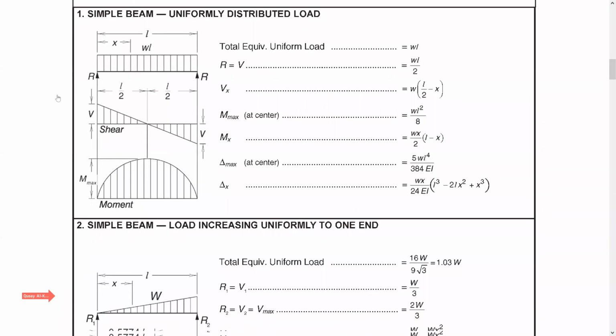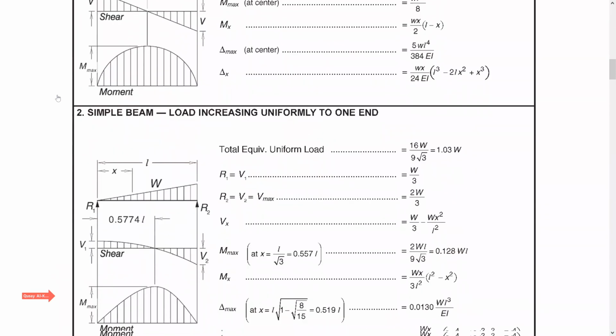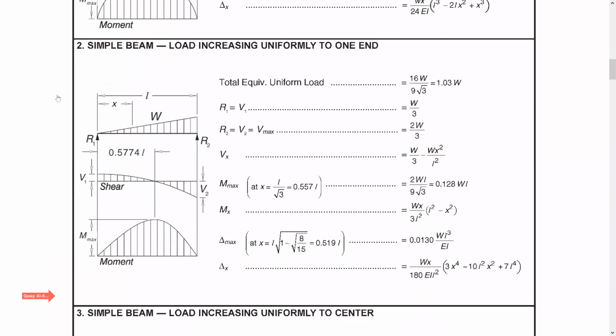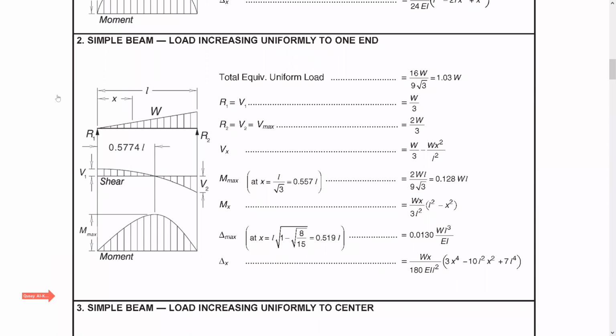So this is a simply supported beam. Case number 2 is loaded with a load increasing uniformly to one end, which is this one. It's a triangular loading condition. And here is the maximum deflection, and here is the general equation for the deflection, so you can get the deflection anywhere, and so on for different cases here.